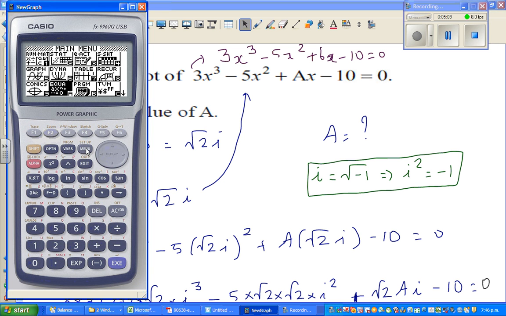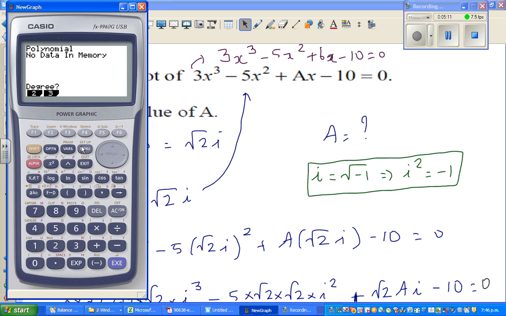First, go to the equation menu. Go to polynomial, and this is a third degree polynomial. So you type in F2, and a is the coefficient of x cubed, which is 3. Enter. b is the coefficient of x squared, which is minus 5, and then enter. c is 6, and d is negative 10. You enter just like that and you go solve.